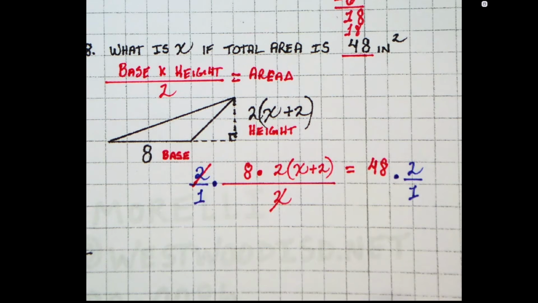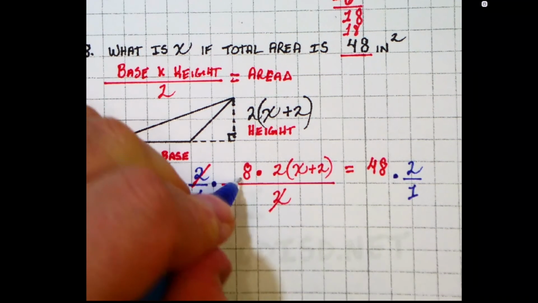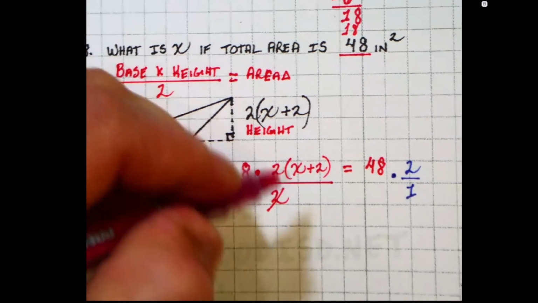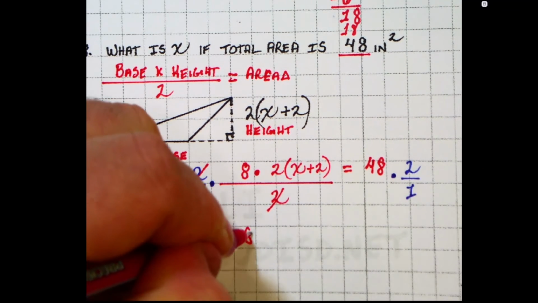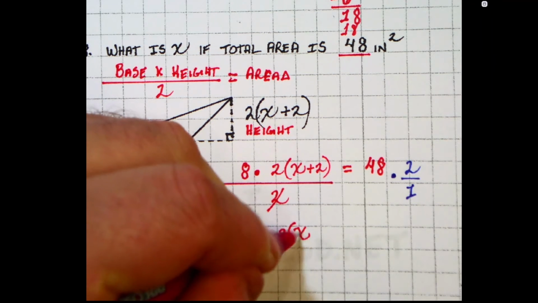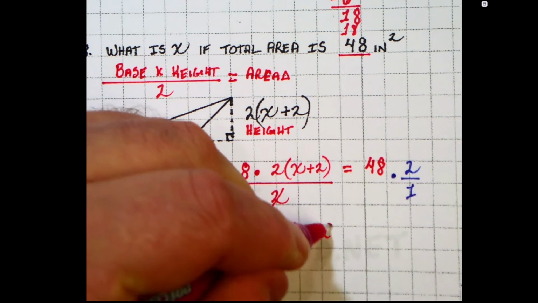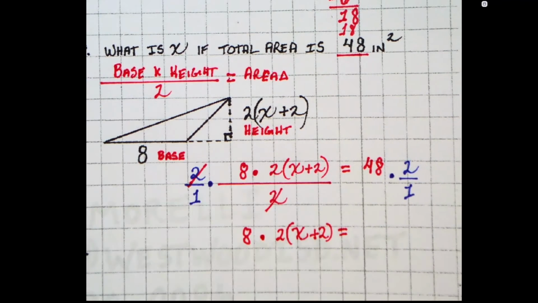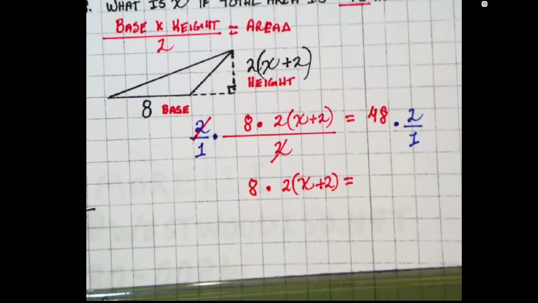What was Hansel's sister's name? Gretel. Now let's write 8. So all that's remaining on the left, I got rid of the fraction. 8 times 2, open parentheses, x plus 2, close parentheses, equals 48 times 2.